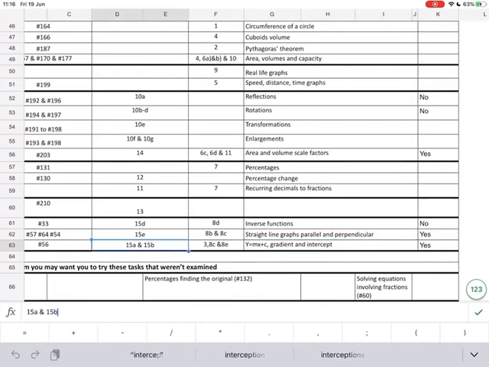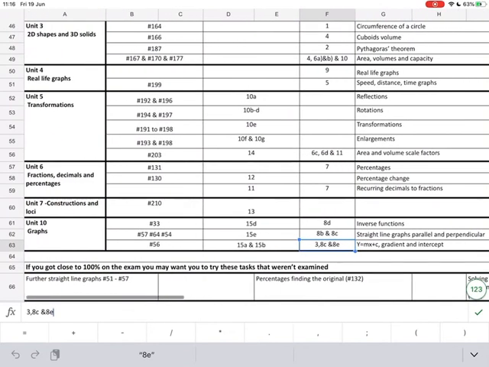So I've identified here y equals mx plus c, the gradient, the intercept. Didn't get very many marks on 15a and b from paper 1, and 8c and e, and question 3 from paper 2. So I definitely need practice at that topic.